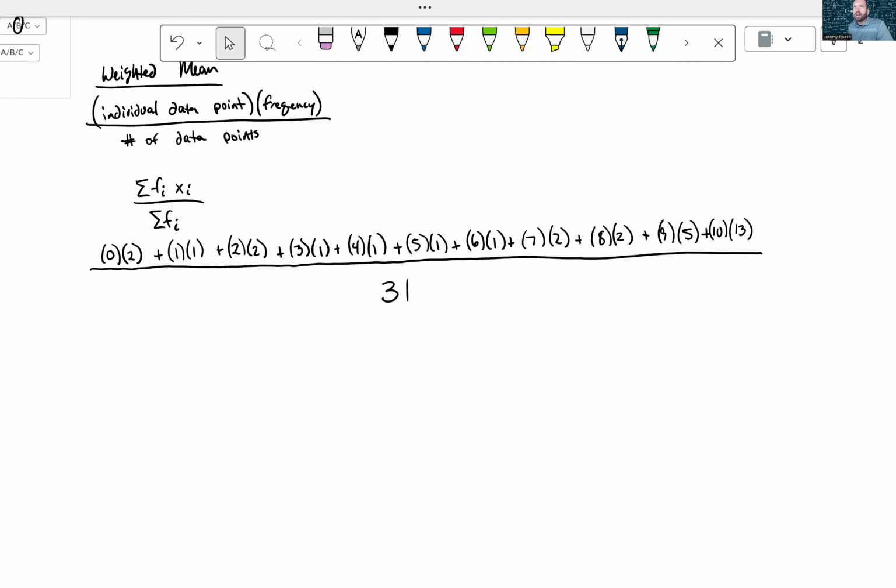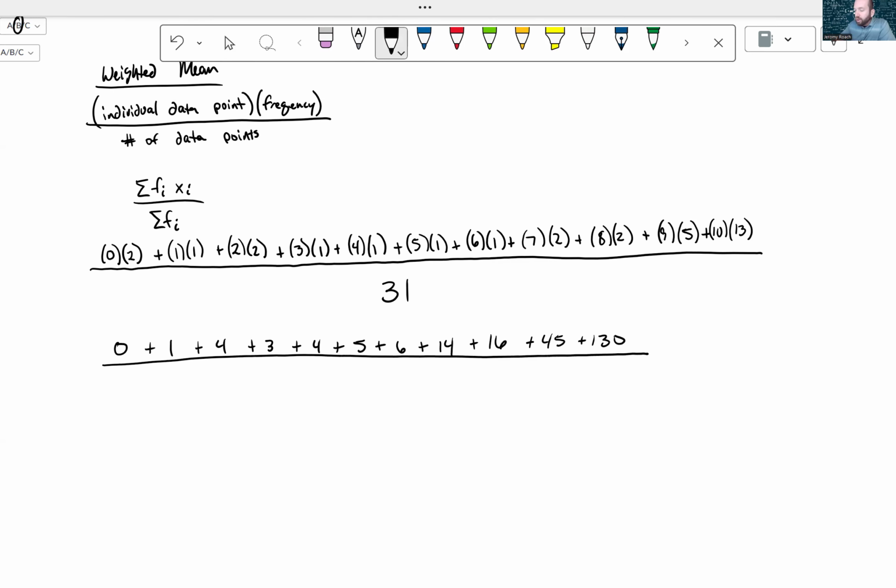Okay, so now we're going to simplify the numerator. 0 plus 1 plus 4 plus 3 plus 4 plus 5 plus 6 plus 14 plus 16 plus 45 plus 130. And we're also going to divide that by 31. That's the same, just simplified from the top. Okay, and this ends up becoming 228 divided by 31, or approximately 7.35. And that's our weighted mean.